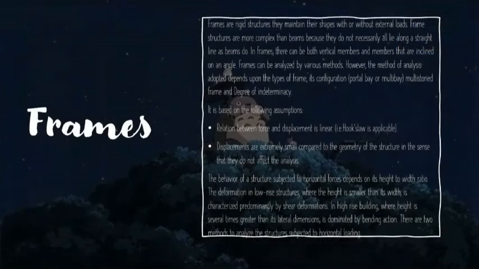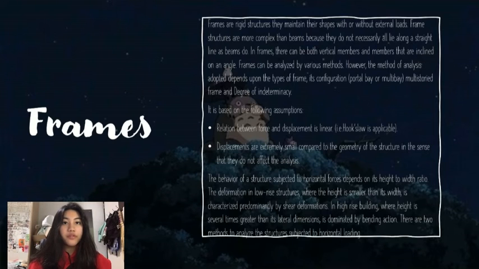Okay, thank you. So continuing to frames, frames are rigid structures. They maintain their shapes with or without external loads. In frames, there can be both vertical members and members that are inclined at an angle. Frames can be analyzed by various methods. However, the method of analysis adopted depends upon the type of frame.